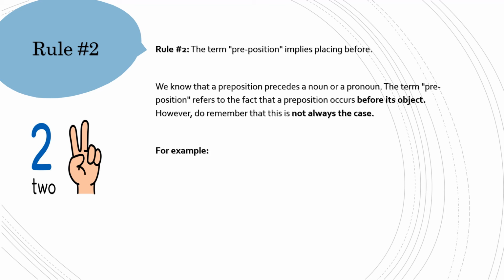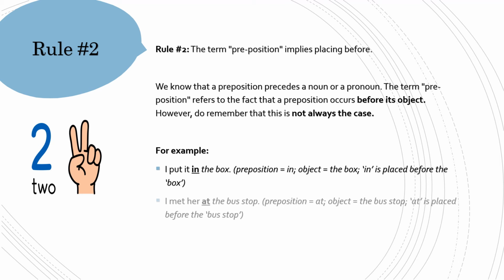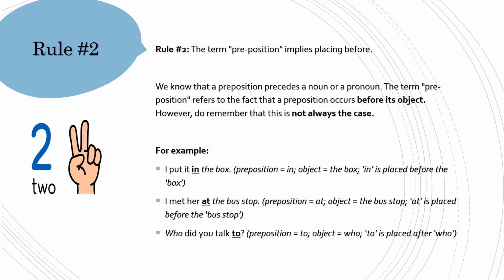For example, I put it in the box. Preposition is in, object is the box, in is placed before the box. I met her at the bus stop. Preposition is at, object is the bus stop, at is placed before the bus stop. Who did you talk to? Preposition is to, object is who, to is placed after who.